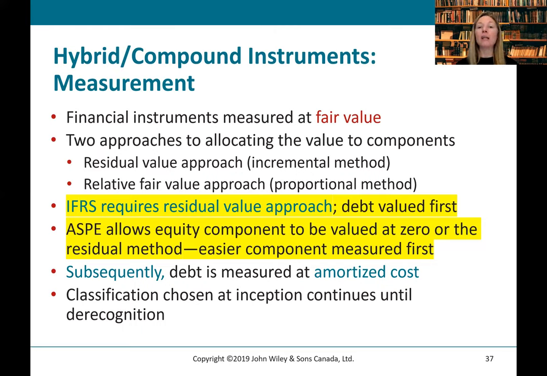So there's two ways of doing this, and you've heard about these before. There's a residual value approach, which is an incremental method, where you know the value of one thing, so you deduce the value of the other. Or there's the relative fair value or the proportional method approach. IFRS requires the residual value approach, and it wants the debt to be valued first. And ASPE allows the equity component to be valued at zero, or the residual method. So it can also allow the easier component to be measured first, or you can even make an election under ASPE just to say, listen, I know that there's an equity component of this, but I'm going to measure the equity at zero and I'll just value the debt.